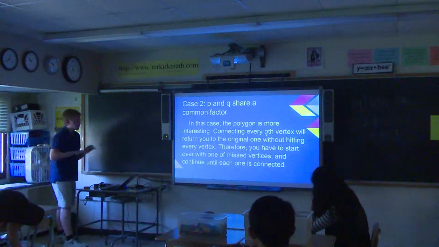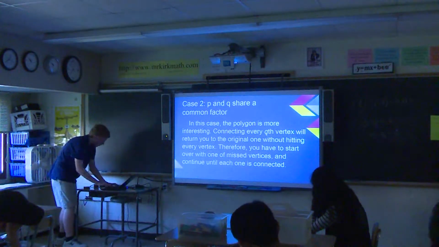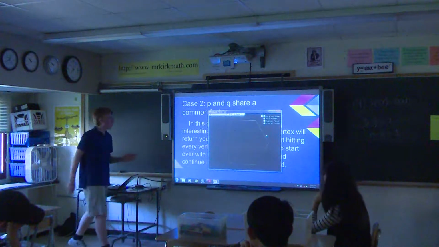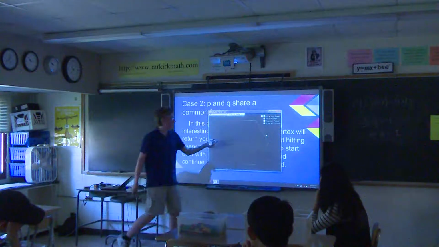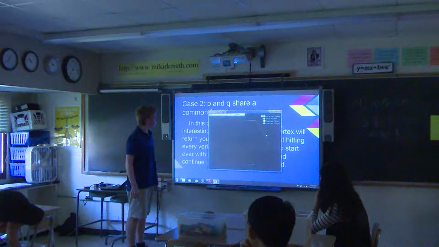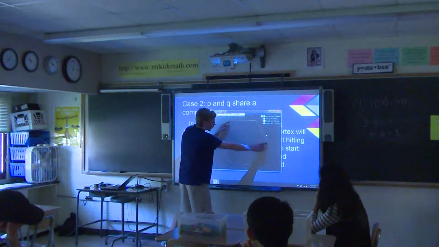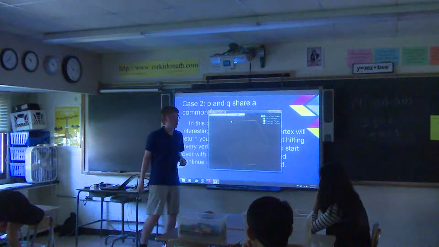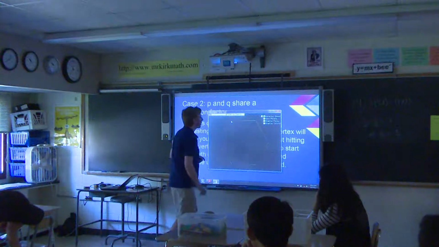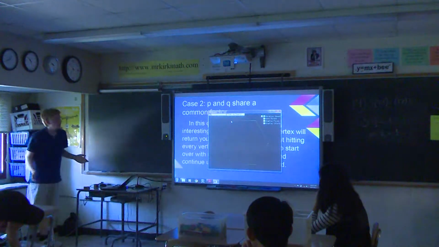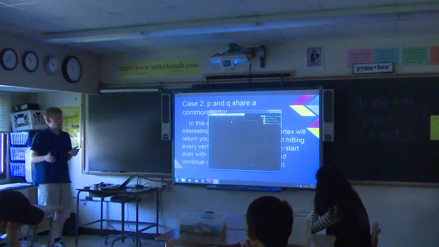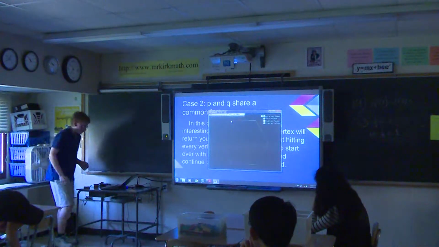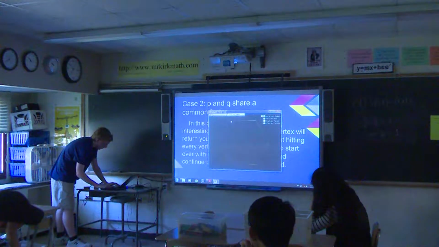If they share a factor, it gets a little bit more interesting. So let's look at the hexagon here, the sixagon. If you connect every first vertex, you get this. But if you connect every second vertex, let's see what happens. You start here, you go 1, 2, you go there, 1, 2, you go there, 1, 2, you get back here, but you haven't touched all the vertices yet. You've left this one and this one untouched. So how do you deal with that? What you do is you start over at all of the vertices that you haven't yet gotten to, and keep doing it until you have hit all the vertices. And so in this case, it's going to look like this.